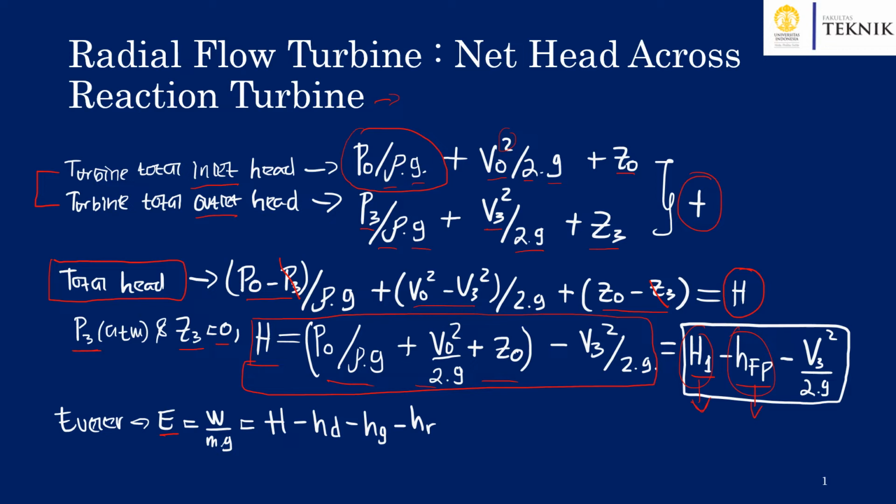to get the Euler head of the reaction turbine. That is the function of H, the total head, minus the power loss in the draft tube, minus the head loss at the guide vane, and minus the head loss at the runner.